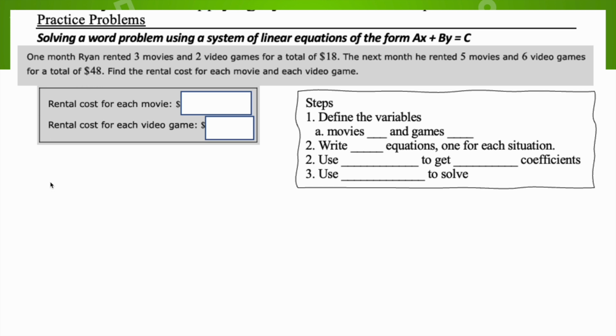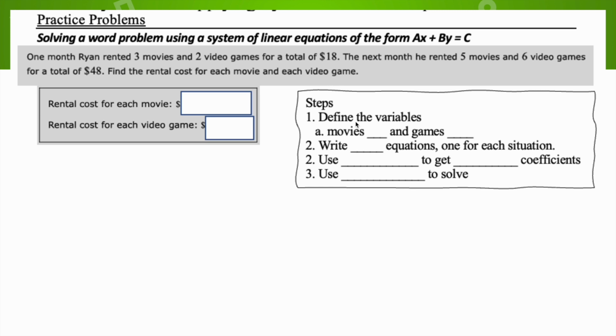So one month, Ryan rented 3 movies and 2 video games for a total of $18. The next month, he rented 5 videos and 6 video games for a total of $48. Find the rental cost for each movie and each video game. So it's kind of like a bundle. I know how much they cost together, but I don't know how much either movies or video games cost. I want to find the cost for each one.